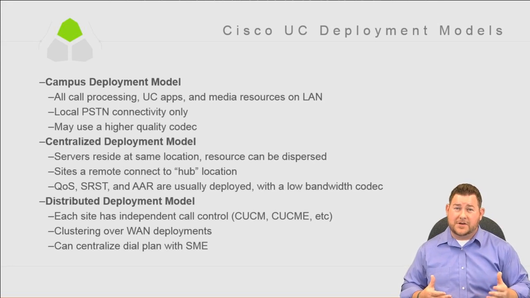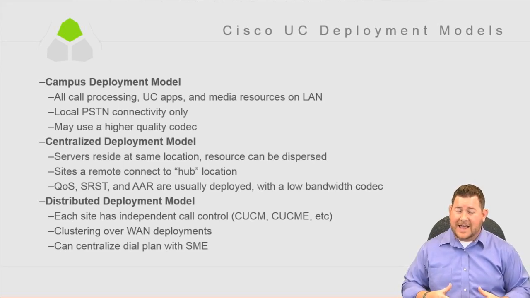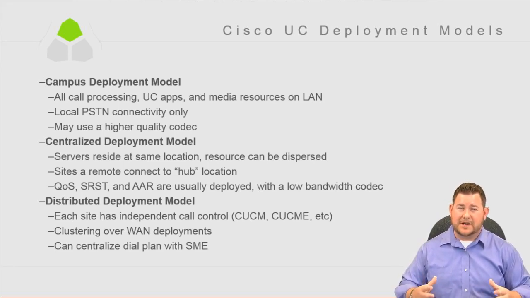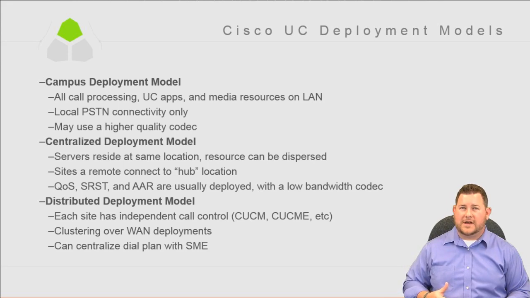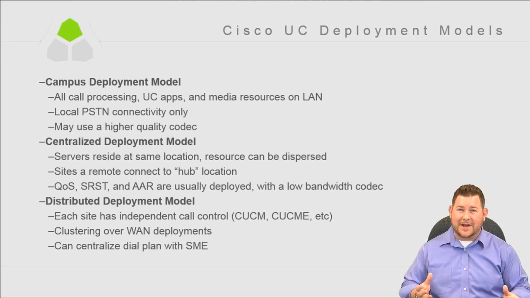So you have some things that you can do there. You can use high-quality protocols, high-quality codecs, and you're basically going to have only local PSTN connectivity. You can connect to other systems, but in this particular model, you don't usually do that. Everything is self-contained, so you can use a higher quality codec. We'll talk about the different codecs eventually, but just right off the bat, G711, G729, your standard high and low quality codec.